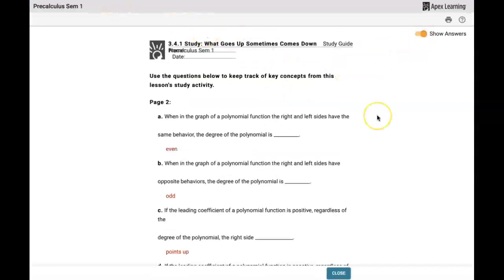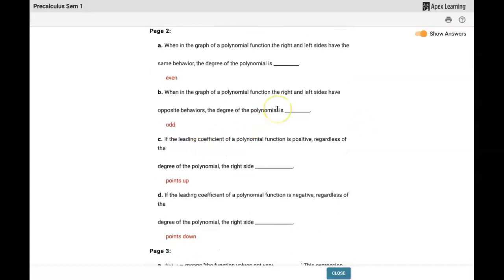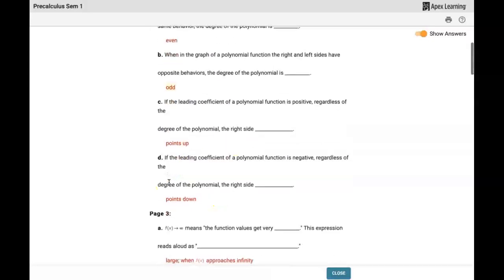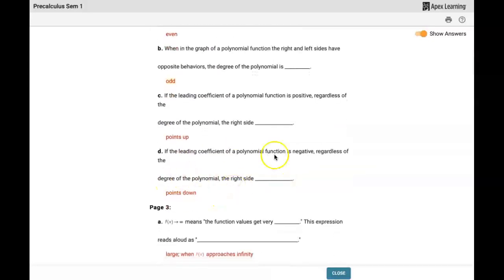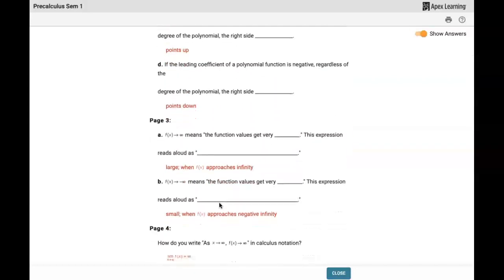All right. So real quickly here, when the graph of a polynomial function has the same behavior on the right and the left sides, the degree of the polynomial is even, right? x squared, x to the fourth. Now, if the left and the right sides are opposite, they have odd degrees. All right. If the leading coefficient is positive, then the right-hand side is going to point upwards. And if the coefficient of the polynomial is negative, it's going to point downwards on the right side. Again, the left side then depends on the behavior of the right side and if it's an odd or an even function.